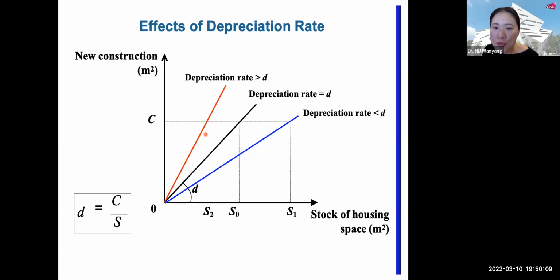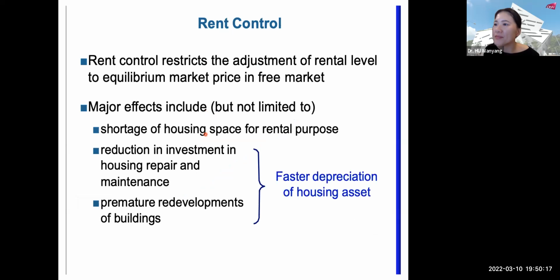So there are several real world reasons that will affect the depreciation rate. For example, rent control. Scholars have believed that rent control will lead to a faster depreciation of the housing stock. So let's see why. I think some of you may already be very familiar with rent control, because most of you have done a presentation on this topic.